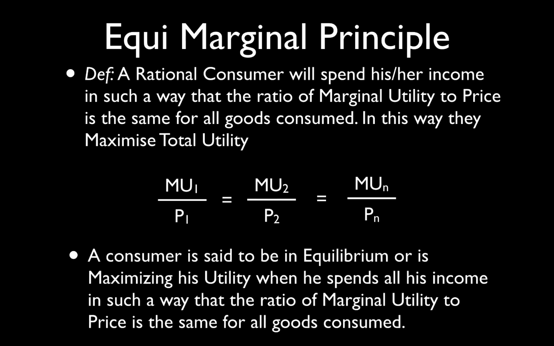And a consumer is said to be in equilibrium, or is maximizing his or her utility, when he or she spends all their income in such a way that these ratios, this divided by that, for the first good, let's say this is Big Macs, equals this divided by that. Let's say good 2 is drinks of Coke, equals the marginal utility of French fries divided by the price of French fries. Okay, so that's what we're saying, that they will maximize their utility spending their money in this way.